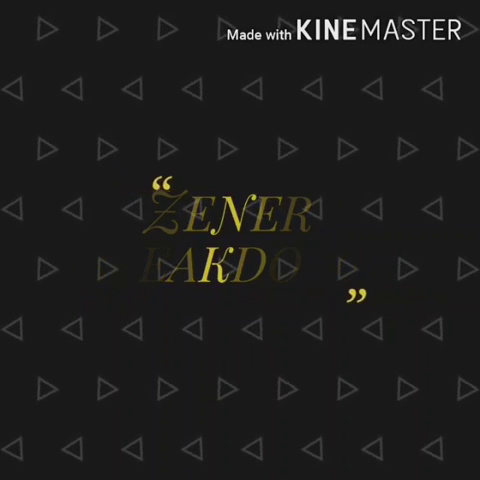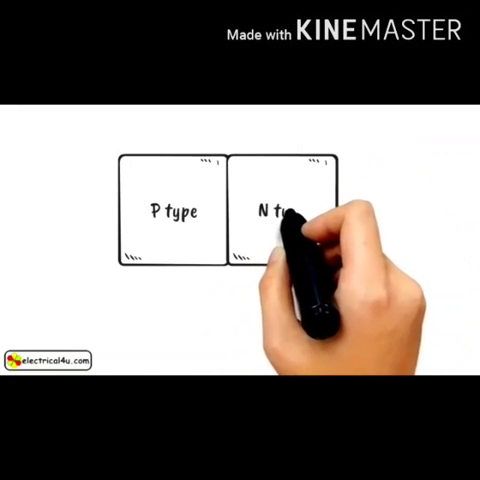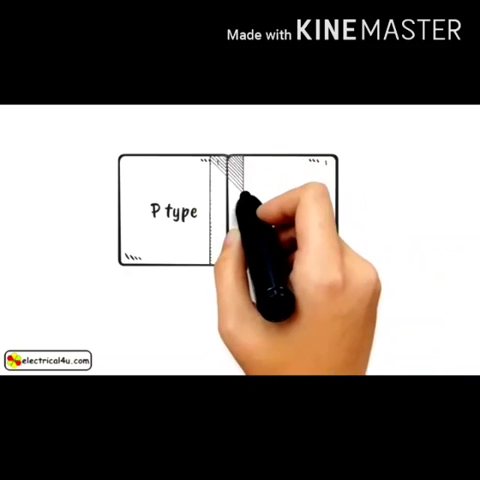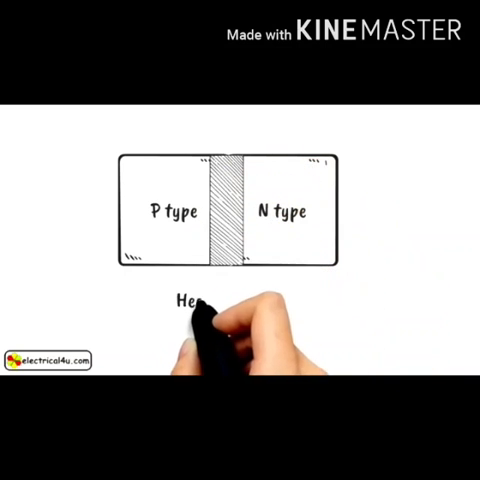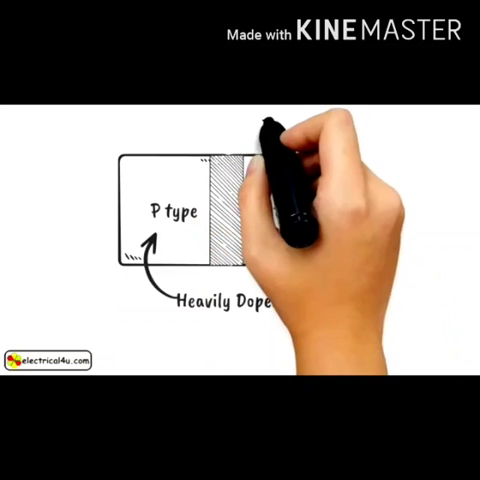The first one, Zener breakdown. This is a PN junction diode. A heavily doped PN junction has a narrow depletion layer, of the order of less than 10 to the power of minus 6 meter.